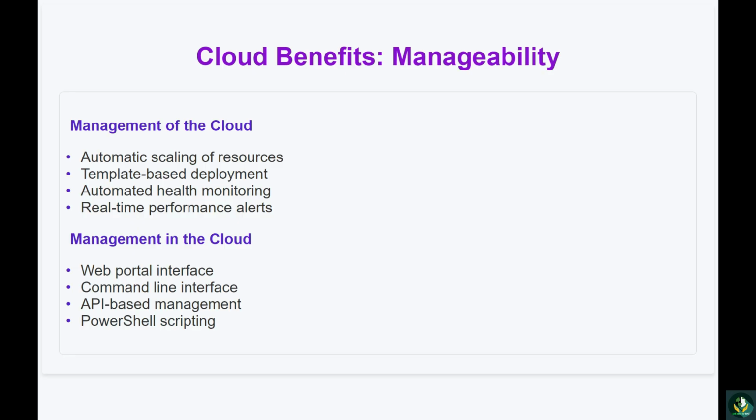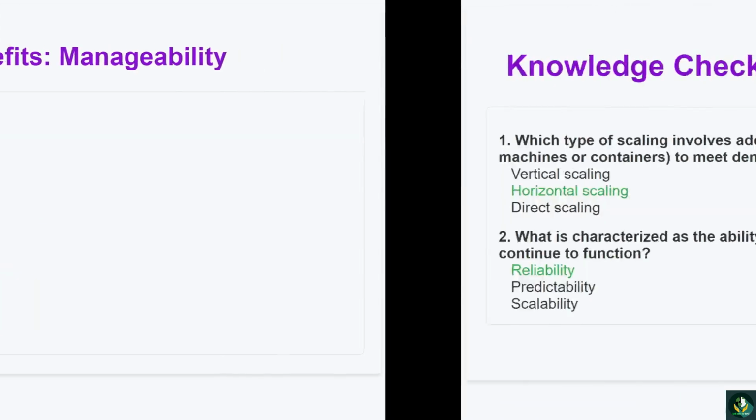The manageability benefits of cloud computing provide organizations with unprecedented control and flexibility in managing their IT resources. By leveraging these capabilities, businesses can optimize their operations, reduce manual overhead, and respond more quickly to changing needs. Whether through automated scaling and monitoring or through flexible management interfaces, cloud manageability empowers organizations to make the most of their cloud investments while maintaining efficiency and control.